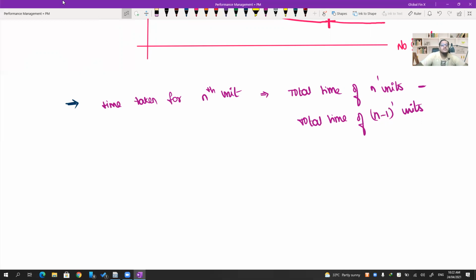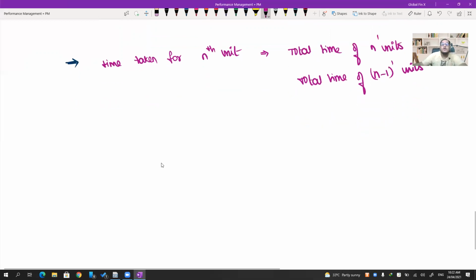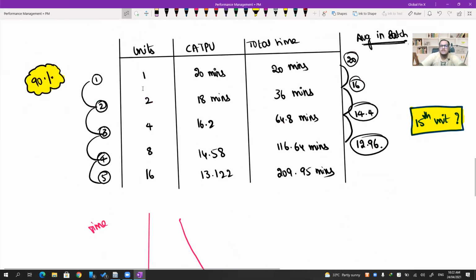Okay. So if this is clear, then we are done with this particular topic. The only thing left is to understand how to calculate your cumulative average time per unit for units other than the doubling situation. If the number of units are doubling 1, 2, 4, 8, 16, 32, 64, 128, 256, 512, 1024, then that's fine. We can calculate by using this table. 20 into 90% into 90% into 90% into 90%.